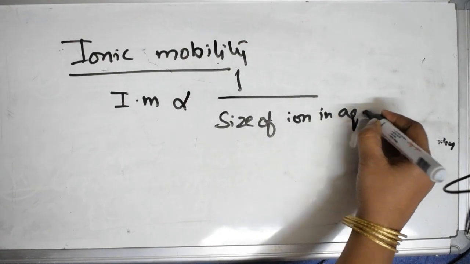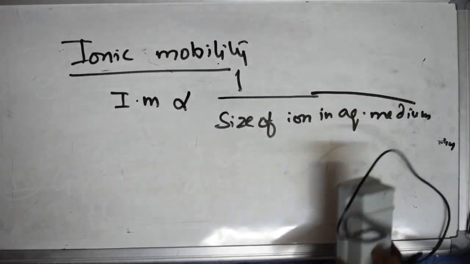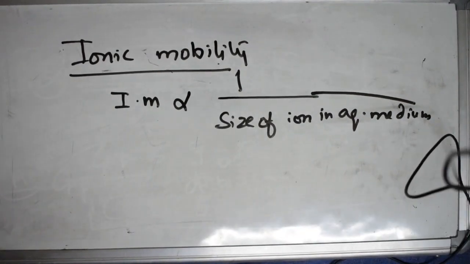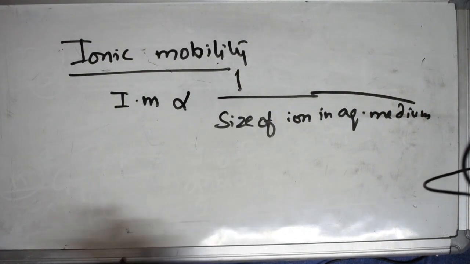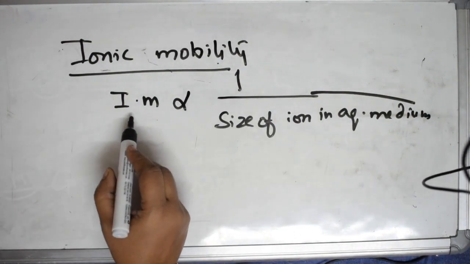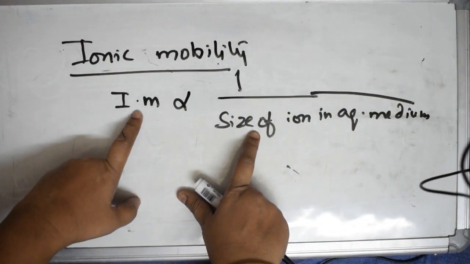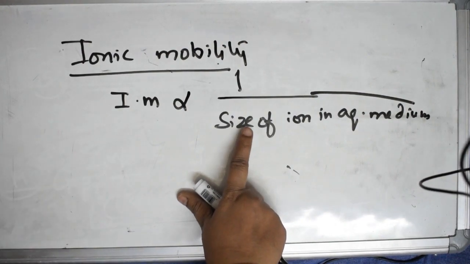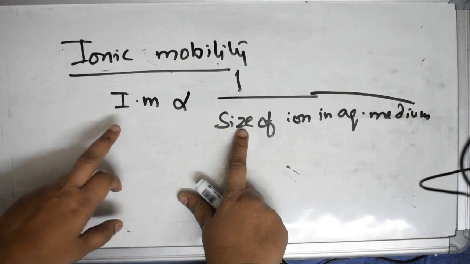Let us see one example for this and understand. So here, ionic mobility is the movement of the ions that are formed in the aqueous solution, isn't it? Suppose they have given me certain ions in an aqueous medium. Now I said if the size of the ion is smaller, the ionic mobility will be more. The reverse way, if the size of the ion is larger, the ionic mobility will be less. Correct?